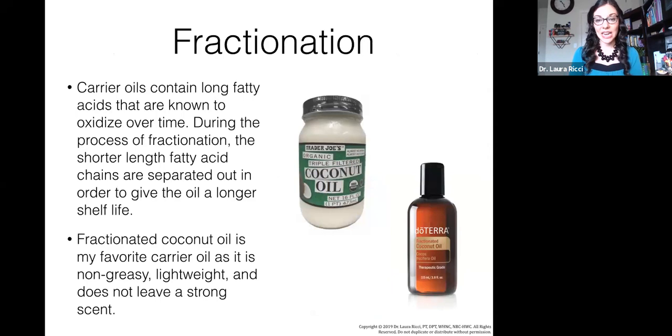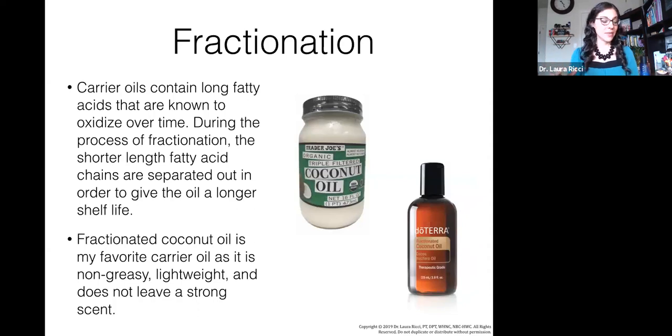Now let's talk about fractionation because I get asked this question a lot. What is the difference between coconut oil versus fractionated coconut oil? So carrier oils contain these long fatty acids, and these are known to oxidize over time. So they do this process of fractionation, and they actually separate out the shorter length fatty acid chains in order to give a longer shelf life. So fractionated coconut oil has gone through that process of taking those long fatty acids and shortening the length of those fatty acids, and it's separated out.